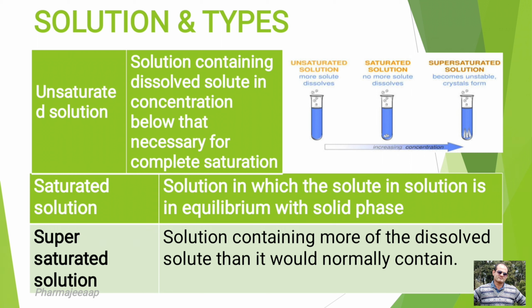Types of solutions. First is unsaturated solution. A solution containing dissolved solute in concentration below that necessary for complete saturation. That means we can add further solute to the solution. There is scope for addition of further solute in that solution. This is called unsaturated solution. Next is saturated solution. A solution in which the solute is in equilibrium with the solid phase. That means no more solute will dissolve in the solution. This is called saturated solution.